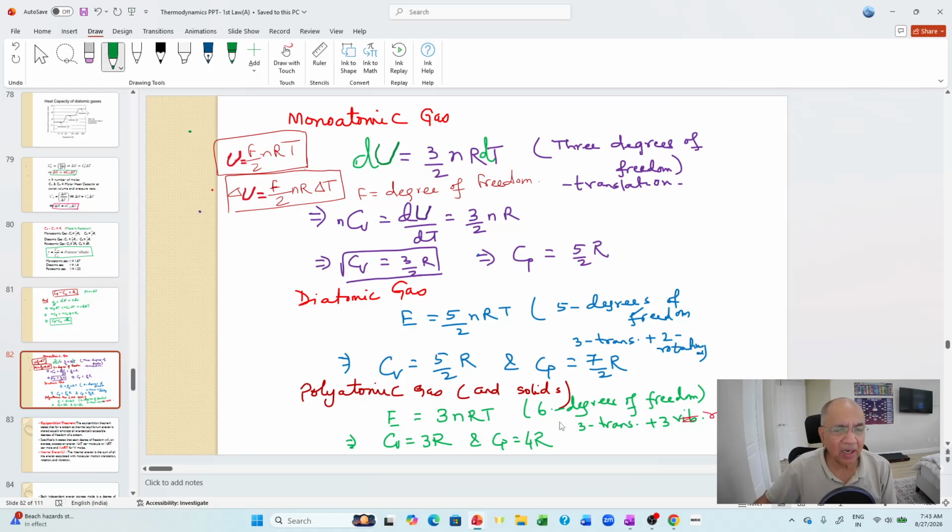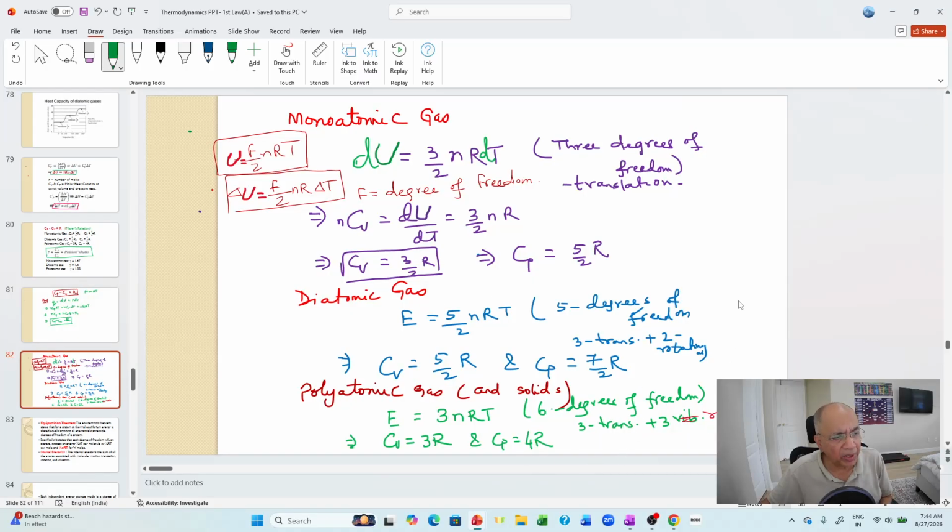For polyatomic gas, non-linear molecules like ozone, you have 6 degrees of freedom in total, 3 translational and 3 rotational. If linear, it is 2 rotational, but for non-linear, I'm not talking of N2O, I'm talking of ozone. So it will have 3 rotational degrees of freedom, 3 plus 3, 6. So F is 6, 6 by 2, so it is 3RT.